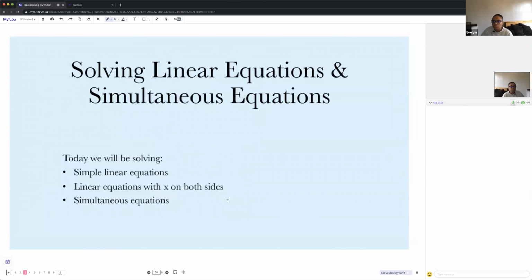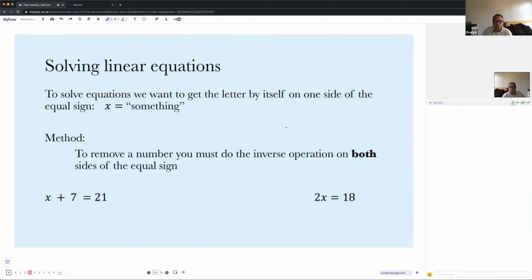Now, that was just a recap of yesterday's session on expressions and equations and formulae. Today, what we're going to be going through is linear equations and simultaneous equations. So we'll be solving simple linear equations with x on both sides, and simultaneous equations. So solving linear equations. To solve equations, we want to get the letter by itself on one side of the equal sign. It's very similar to the rearranging that we were doing yesterday.